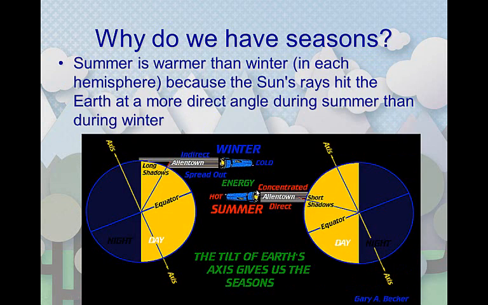Summer is warmer than winter in each hemisphere because the sun's rays hit the Earth at a more direct angle during the summer than during the winter. Okay, so here again we have the hot summer, because it's covering more of the top hemisphere. And here it's colder because we are getting longer rays.